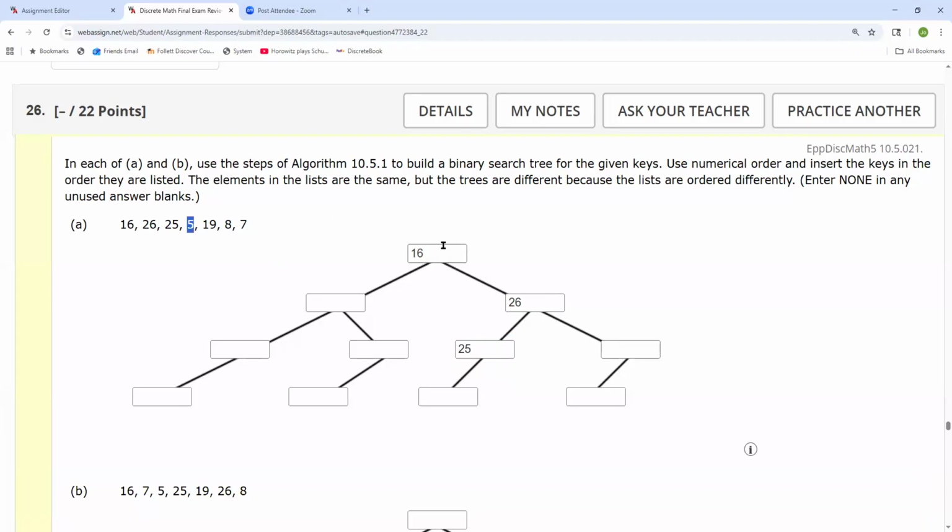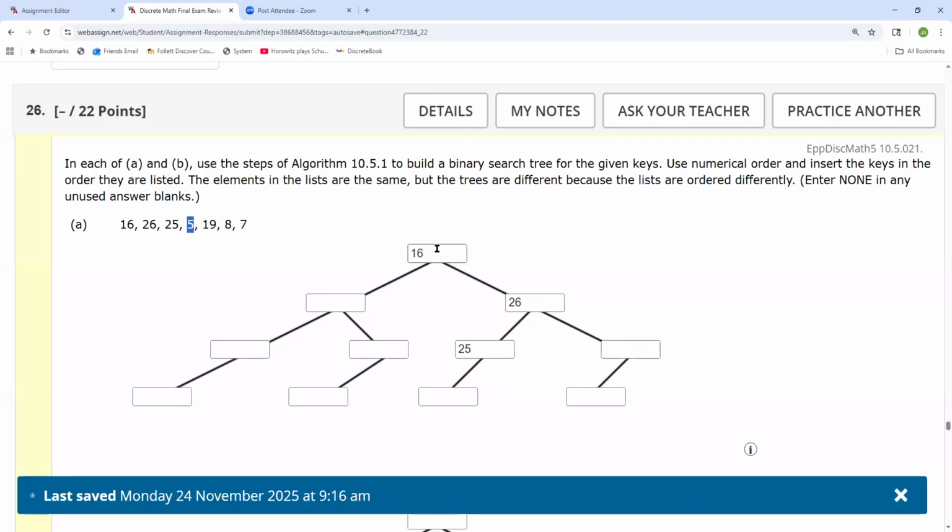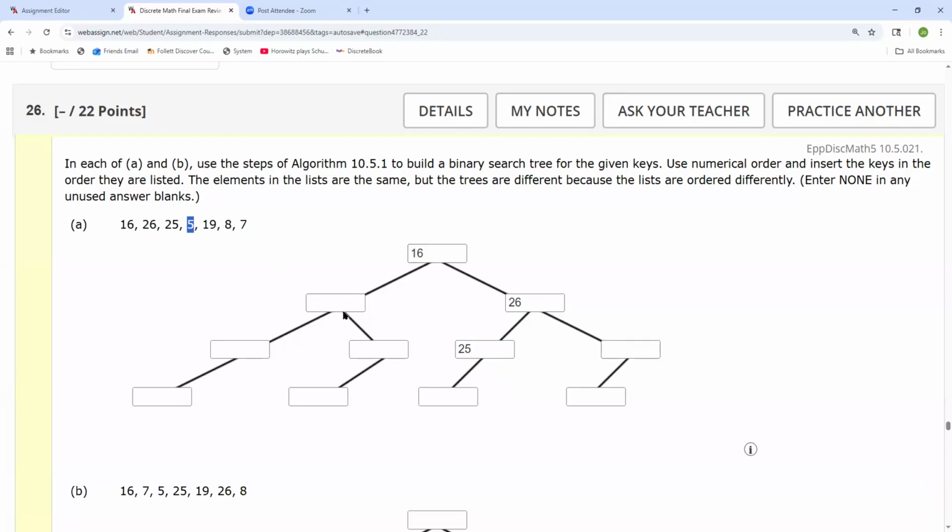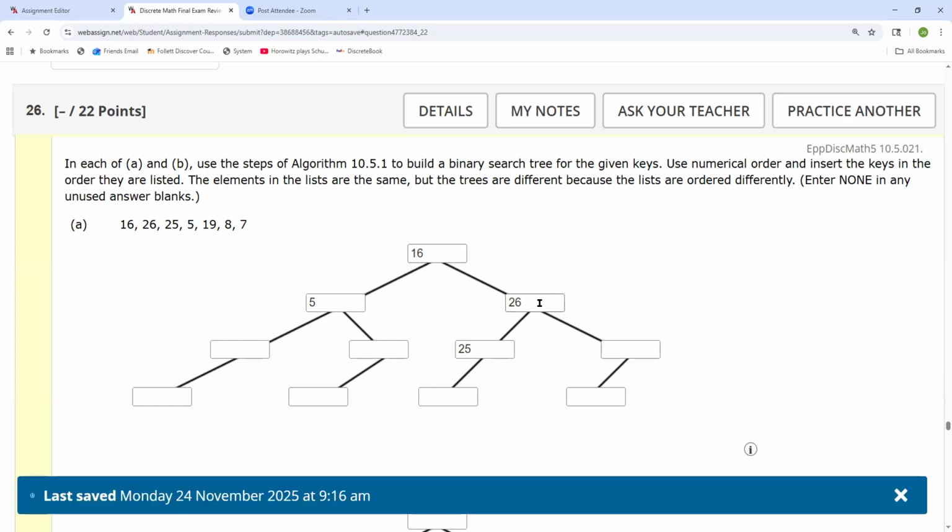Look at the root of the tree, and is 5 going to be to the left or the right of 16? Left or right? Left. And now go to 19. Try to insert 19. So is it going to be to the left or the right of 16? To the right, because it's bigger. So now look at 26. Is 19 going to be to the left or the right of 26?